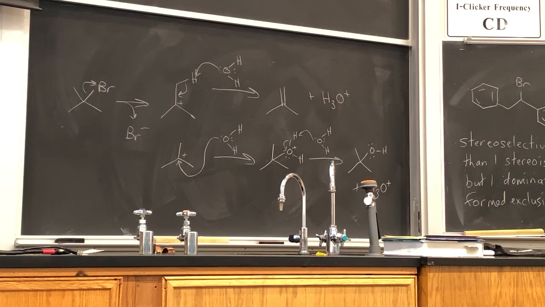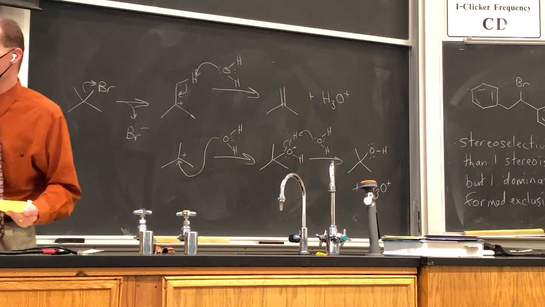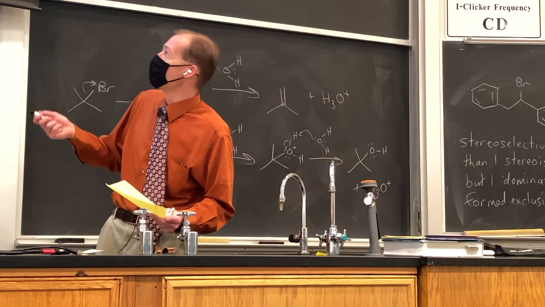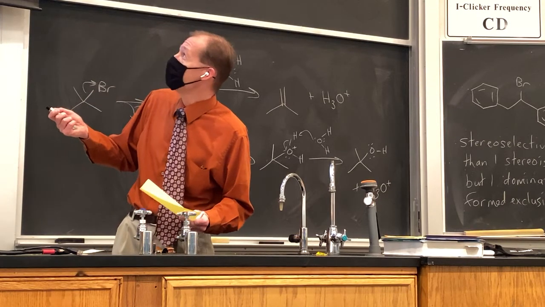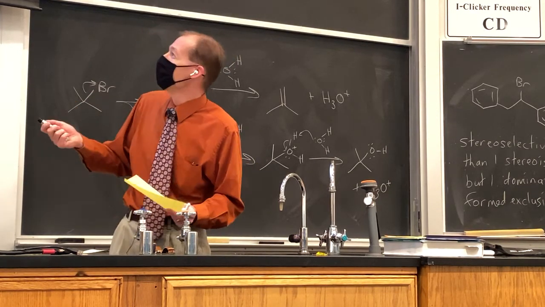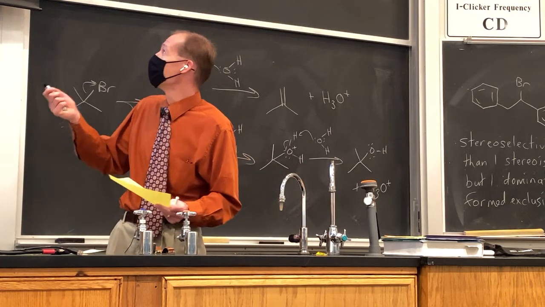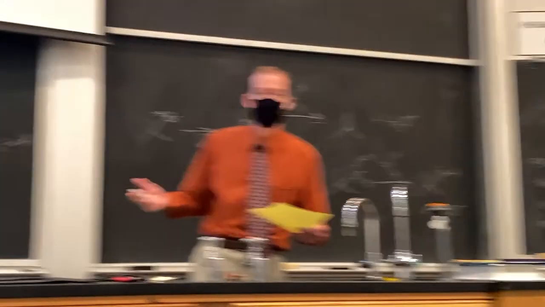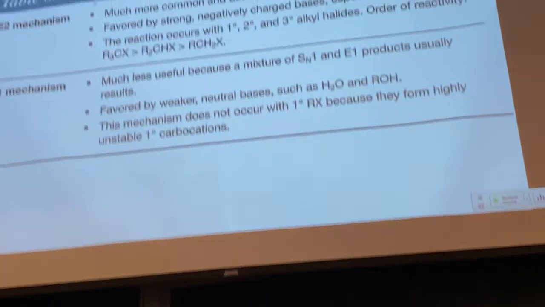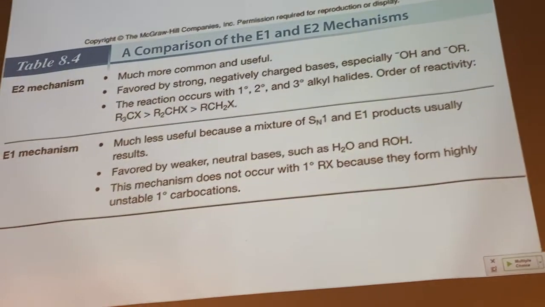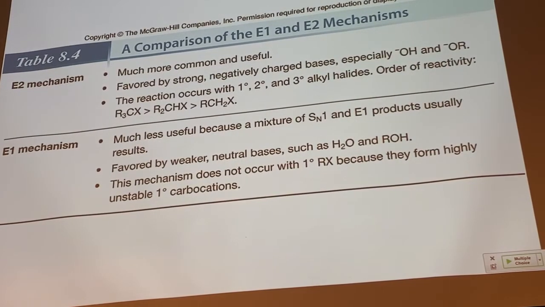So we can look at this table here comparing E1 and E2. And the first bullet points in each case are quite true. E2 is much more common and useful. E1 is much less useful because you get a mixture of substitution and elimination. How do you ensure that E2 occurs as opposed to E1? You use a strong base, exactly. So if you want elimination, you're going to want to use a strong base because then you can get E2 and you can bypass this issue of E1 and SN1 occurring simultaneously.